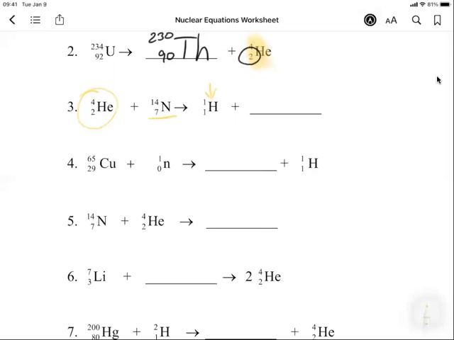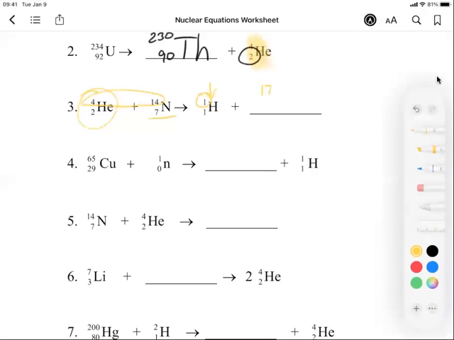Why it doesn't matter is because, as I said, the conservation of mass: everything on the left-hand side has to equal everything on the right-hand side. There's only one blank, so it's pretty easy to do the math and figure it out. On the left-hand side, we have a total atomic mass of 18, and this is going to account for one of them. So we've got 17 left.